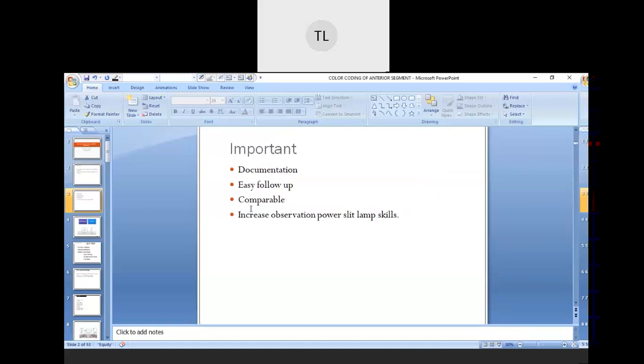So what is the importance of this color coding? First we have documentation. Like I said, clear documentation is required for whatever we see under the slit lamp examination. It could be related to the clinical causes of the disease, or to the medico-legal aspect. So we need to have clear documentation of it.